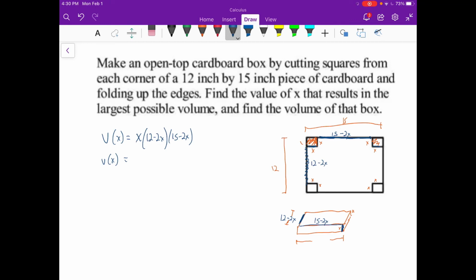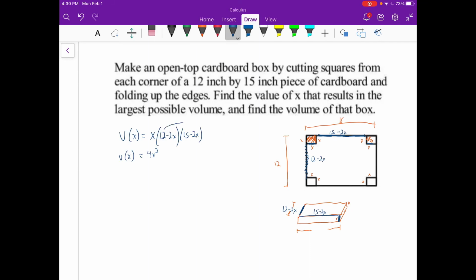So we're going to get, looks like we'll have 4x cubed, negative 24 and negative 30. So I'm doing negative 24x minus 30x. That's negative 54x, but it will be multiplied times this x, so x squared. And then 12 times 15 is 180x. So that is the volume function.